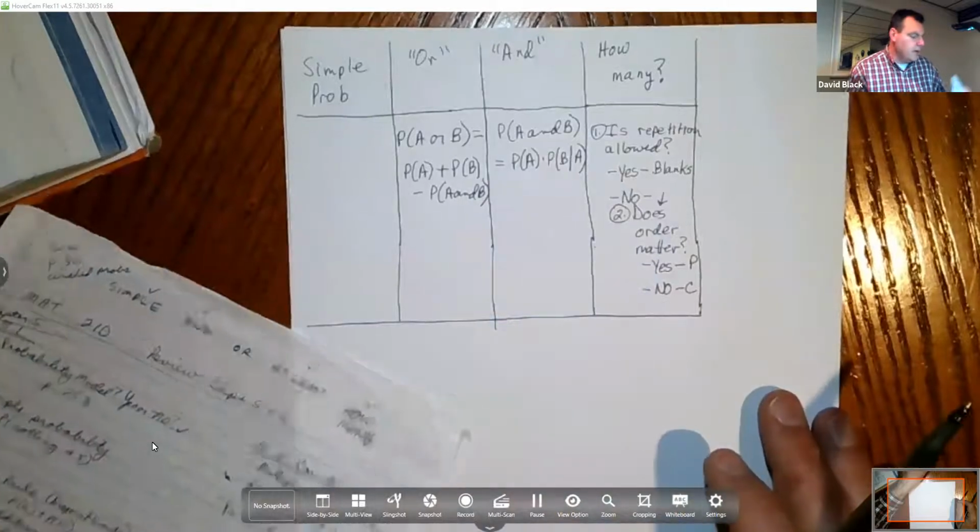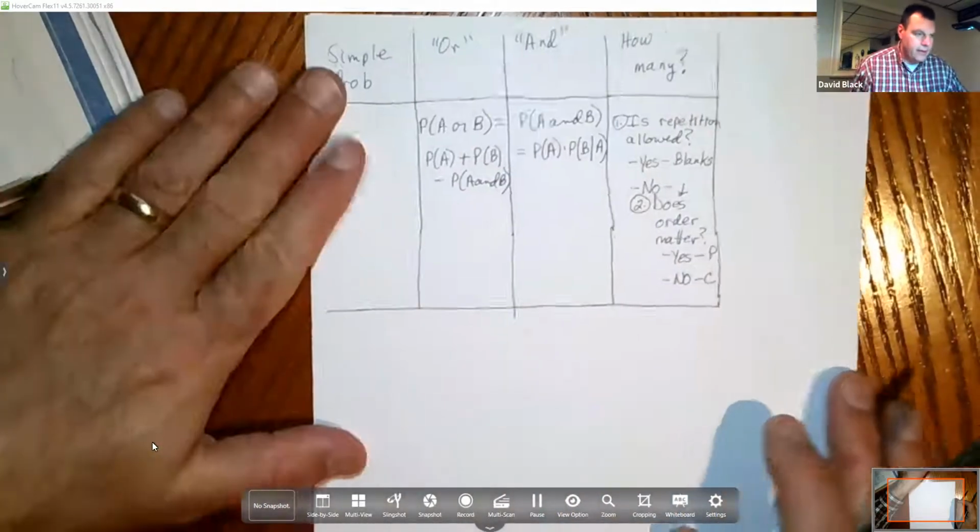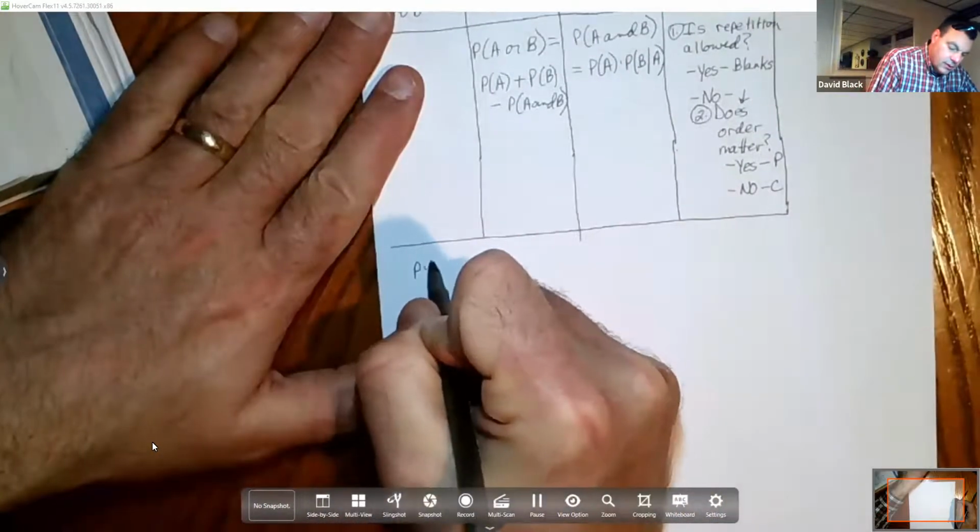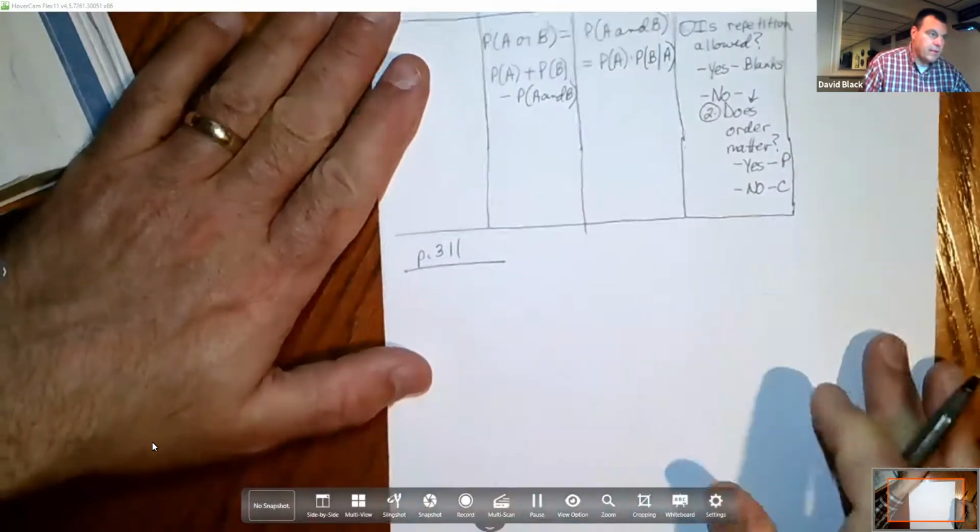Okay, there they are. So it's actually page 311 that I want you to turn to. And we'll pick some problems off of that page to help us practice a little bit.